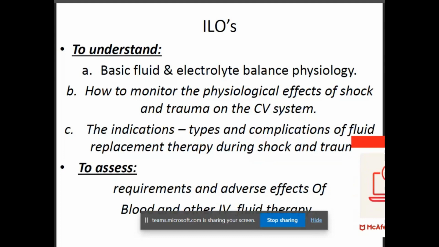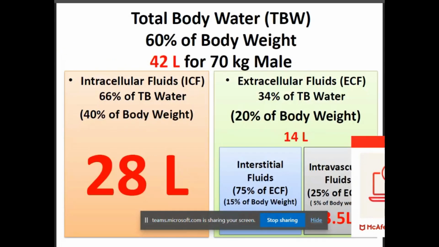So, let's revise and review basic physiology. You know, each one of us is made of about 60 to 70% of water. For example, if you calculate roughly a male with 70 kilograms body weight, you will find 42 liters of water, and it's a little bit different between male and female, but it's a general estimate.